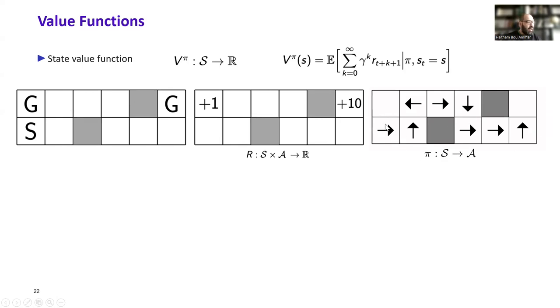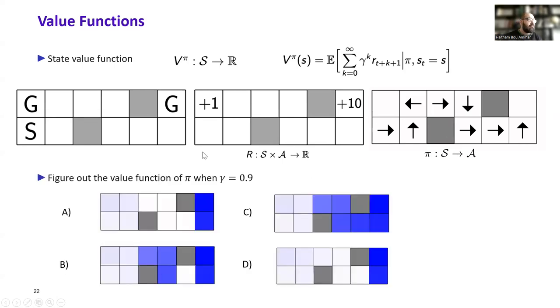So it is saying, if I am at this state, I'm gonna go right. If I am at this state, I'm gonna go up. If I am at this state, I'm gonna go left. If I am at this state, I'm gonna go right. If I am at this state, I'm gonna go down, then right, and up. Imagine that's the policy. So now, what is the value function of this policy pi, when we have gamma equals 0.9.